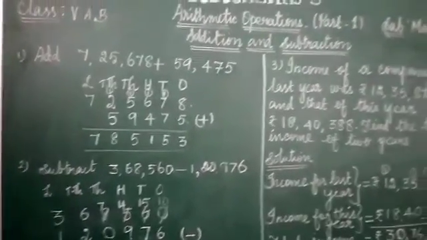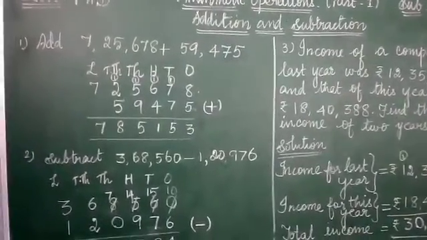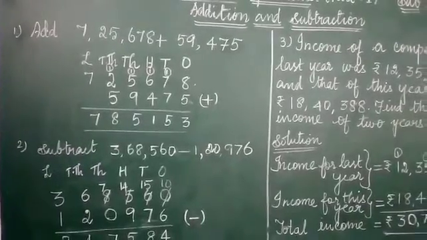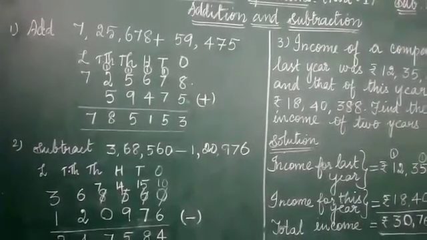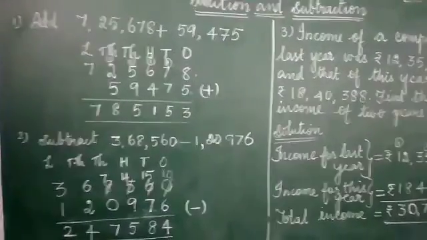Add 7,25,678 plus 59,475. First one, what is the first step? We are going to arrange the first number in the correct order.